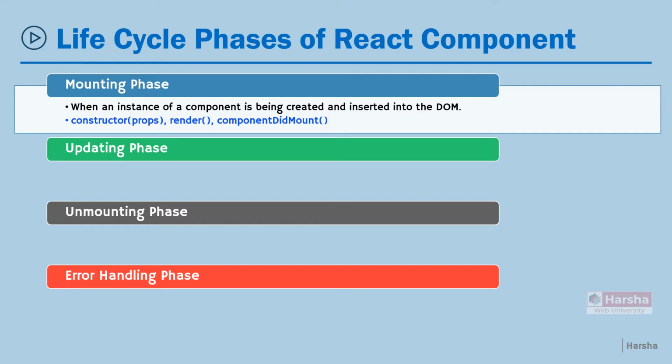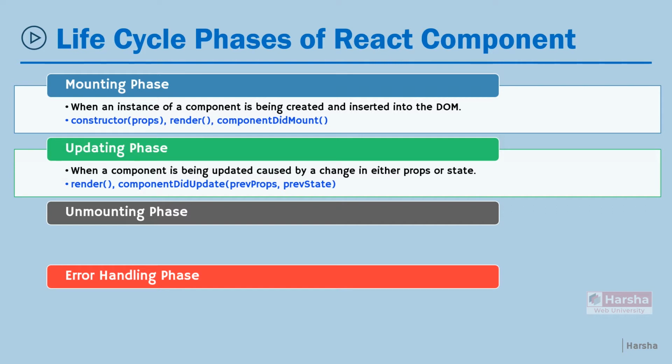The mounting phase is the phase where the instance of the component is being created and rendered for the first time into the DOM. For example, you have a component called shopping cart component. When you execute that particular shopping cart component, the shopping cart component will be mounted, that means rendered on the browser. During that process, the mounting phase will be executed. As a part of that, 3 methods will be executed of your component class, that is constructor, render, component did mount. They execute in the same order as they mentioned.